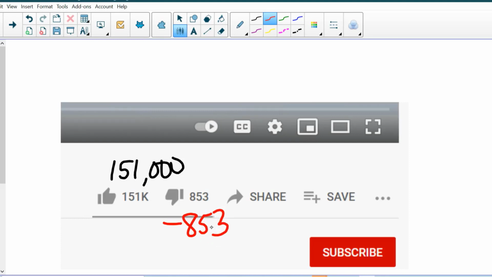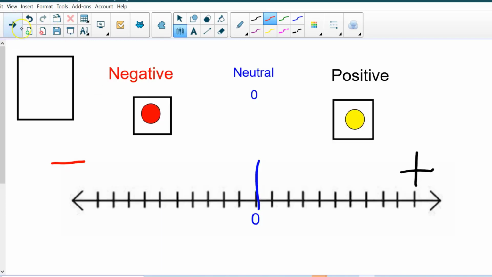So you see integers represented all over the place. They may not necessarily have the negative sign, like here it was thumbs down or dislikes, but that's another way of saying negative 853. So let's do some more. What we're going to do now is practice locating and identifying where the integers are on a number line, and how I can also represent them with our counters, because we will be using these as we move into adding and subtracting integers as well.